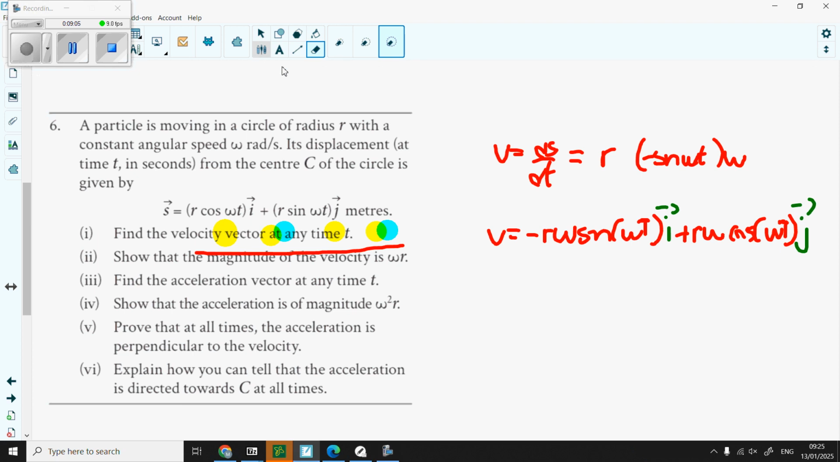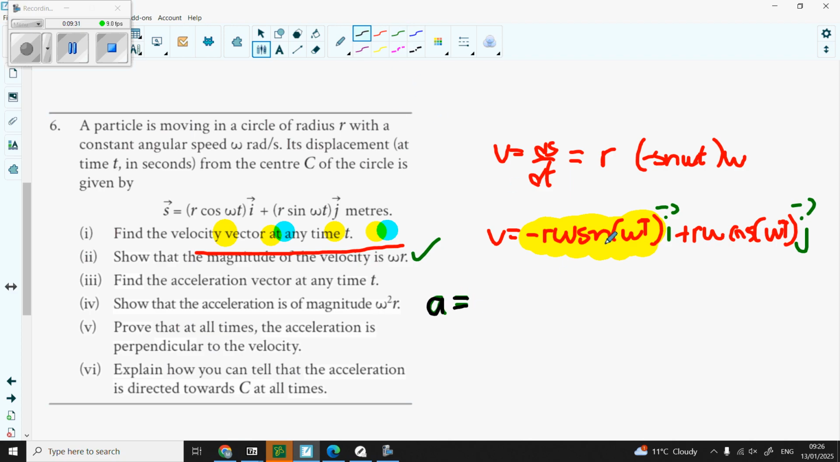Cool. So, magnitude done. Find the acceleration vector. Well, I already have the velocity vector, don't I? So I'm going to differentiate that yellow part first. I'm going to differentiate this because acceleration is the derivative of velocity.